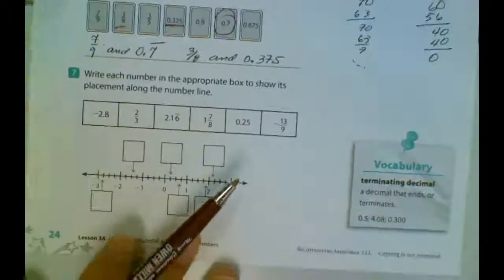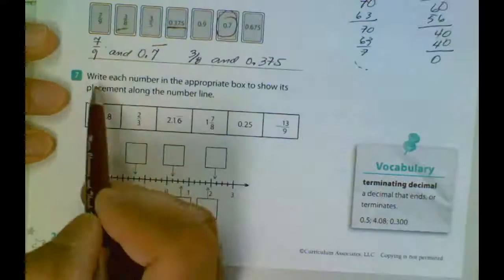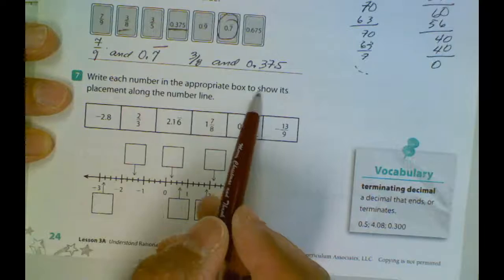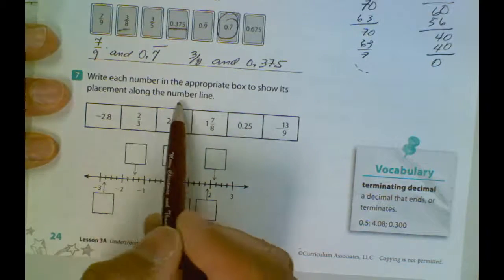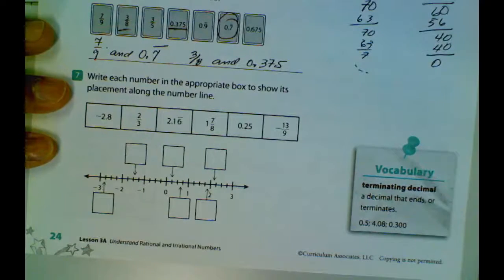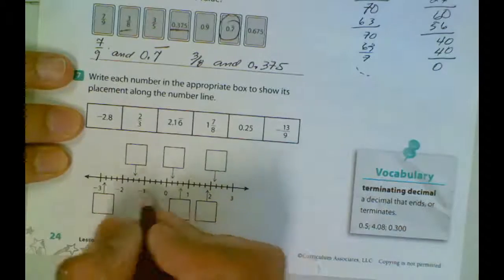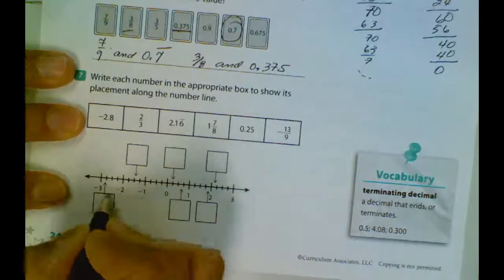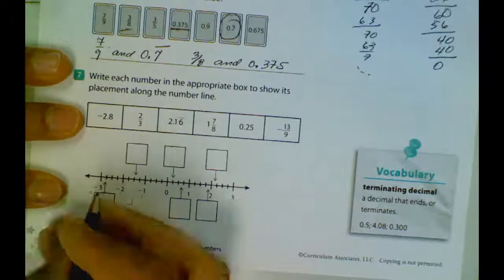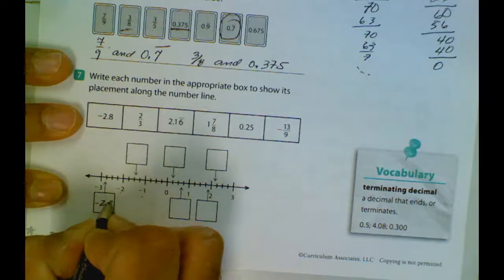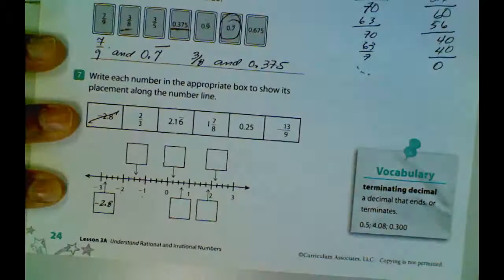And number 7, we're almost done. Write each number in the appropriate box to show its placement along the number line. Okay, so I'm going to start with the first number, negative 2.8. So I have negative 1, negative 2. See that this is the only box that we have at the left? So that's negative 2.8. So this one, gone.